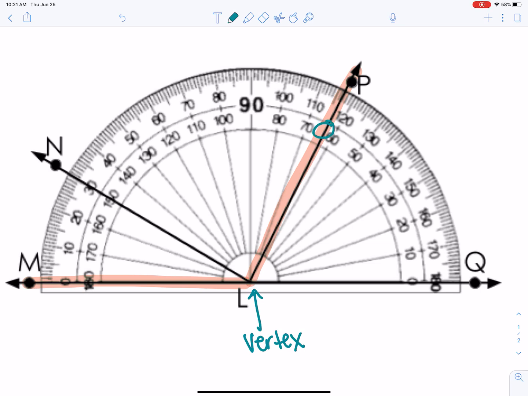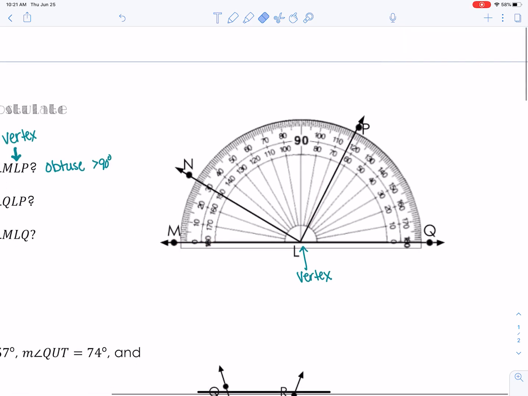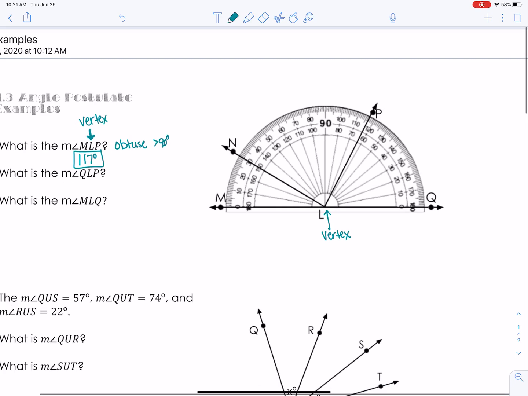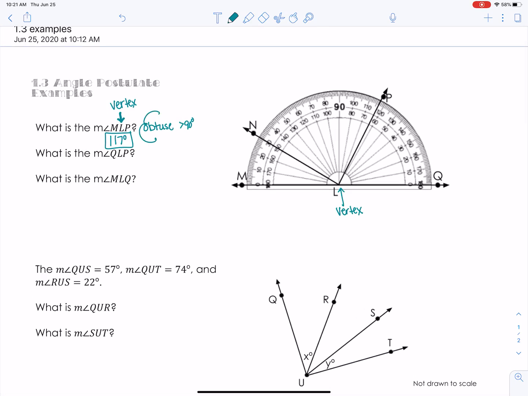So if I picked this number, that's less than 90 degrees, so we don't want that. So this one looks like it's 110, here's 115, 116, so let's call that 117. So this is 117 degrees. So remember, this was a thought right here. We were thinking, is it bigger than or less than 90? So let's look at the next one.